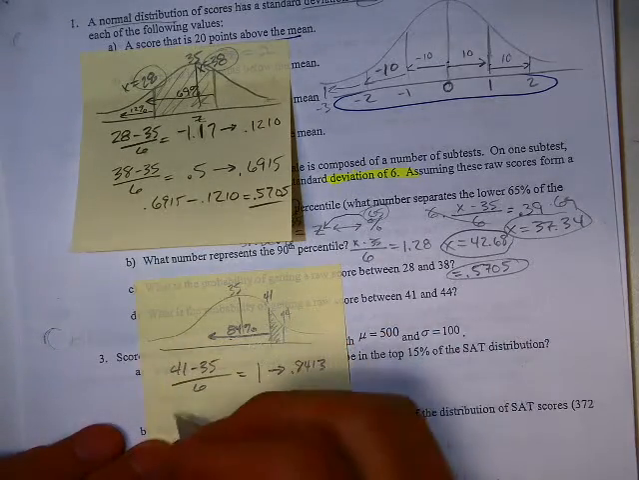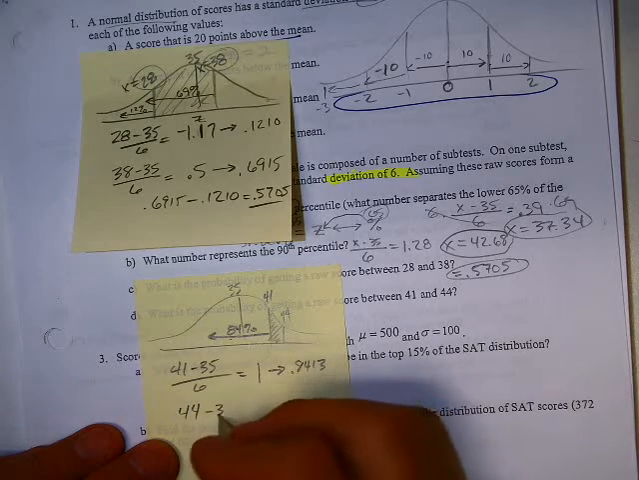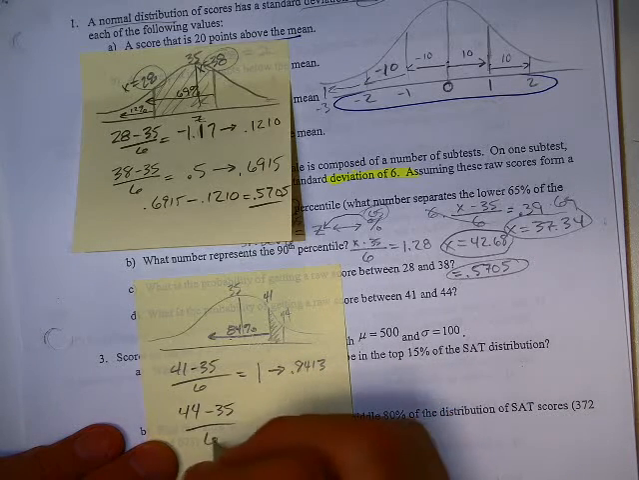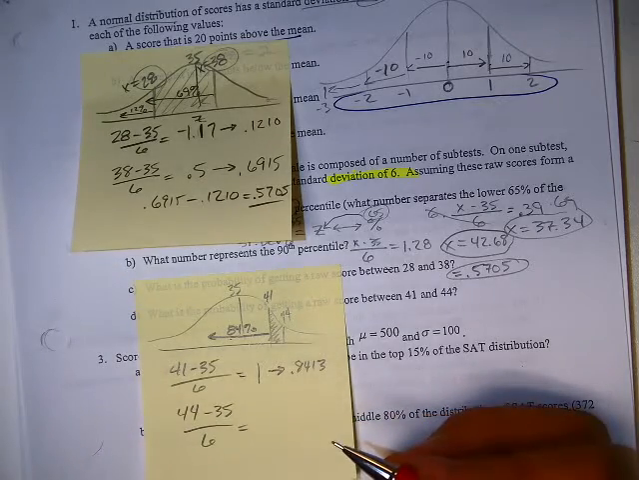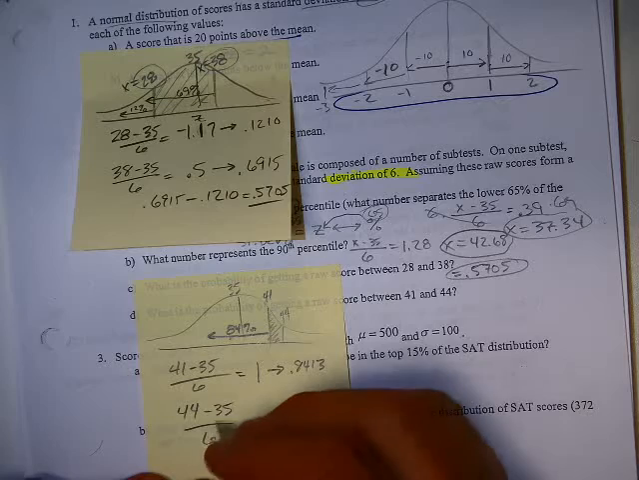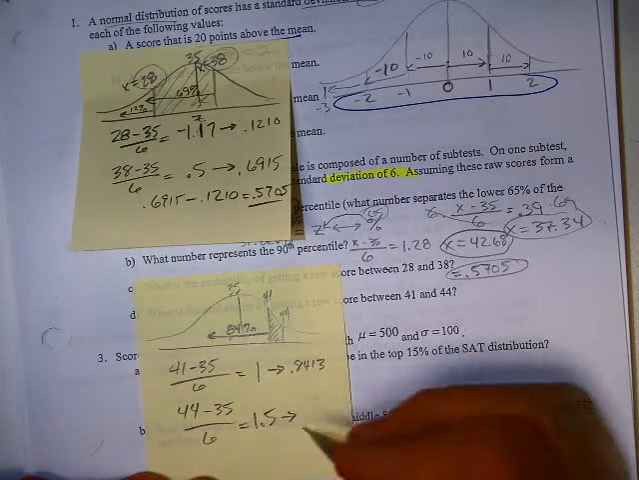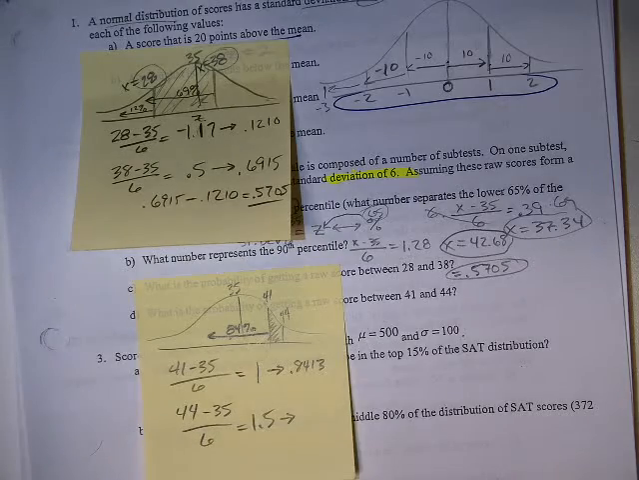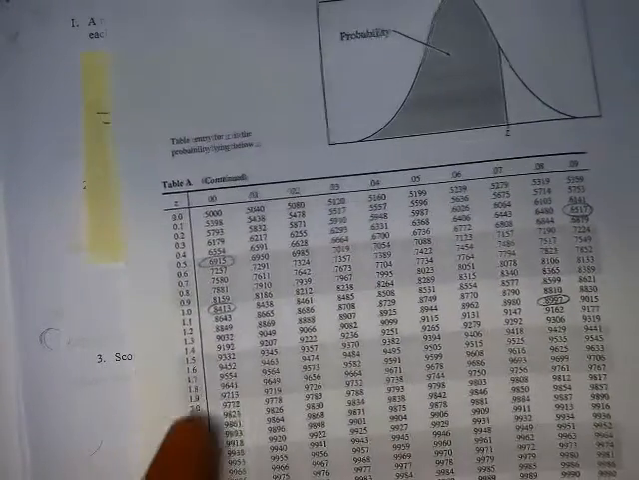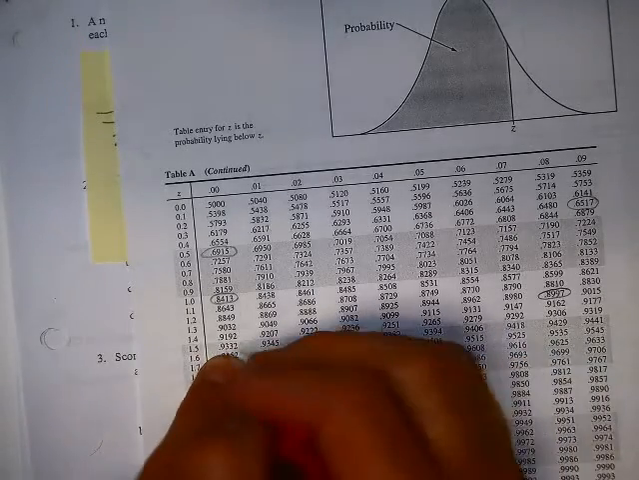And now I'm going to do the same thing with the 44. The score minus the mean, divided by the standard deviation. That's 9, so 9 divided by 6 is 1.5 standard deviations above the mean. And that guy is going to be right here at 0.9332.